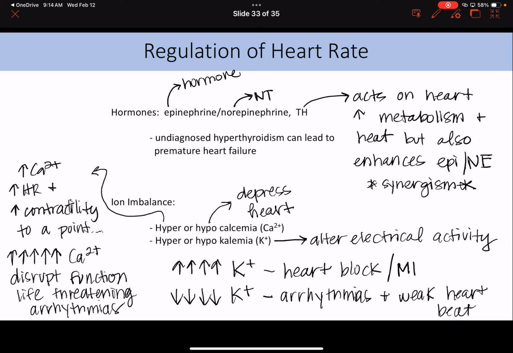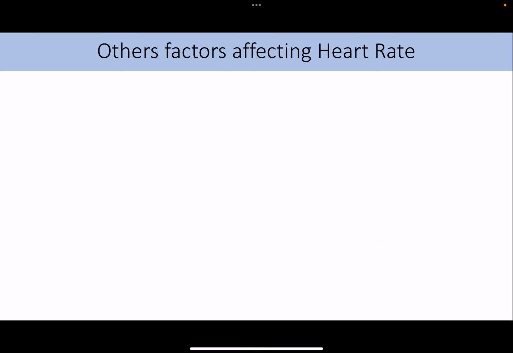So last thing, other factors that affect the heart rate is age. One example is that a fetal heart rate is about double what our normal heart rate is. So a fetal heart rate is about 150 beats per minute. So age definitely has a factor. And small infants and small children will normally have higher heart rates than adults because their hearts are tiny, so they have to work a little bit faster to get that blood out.